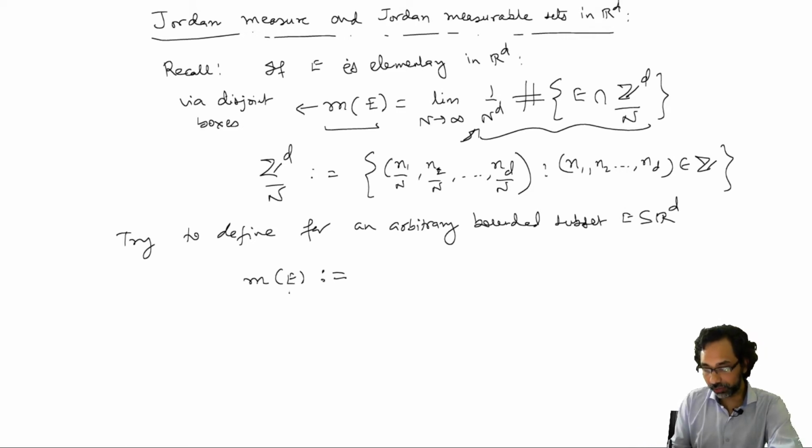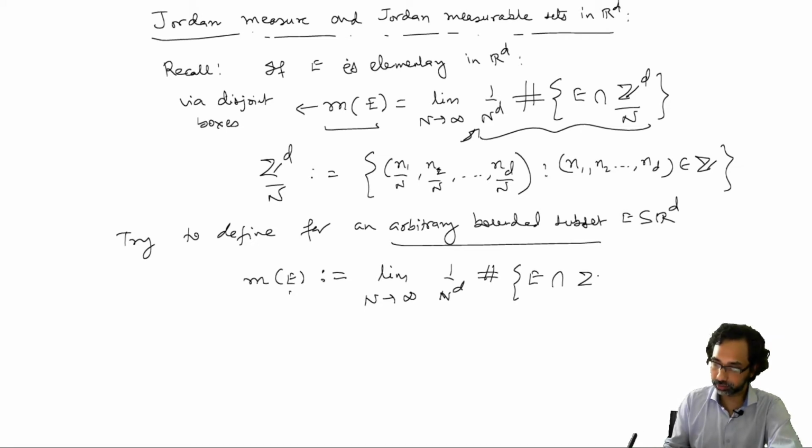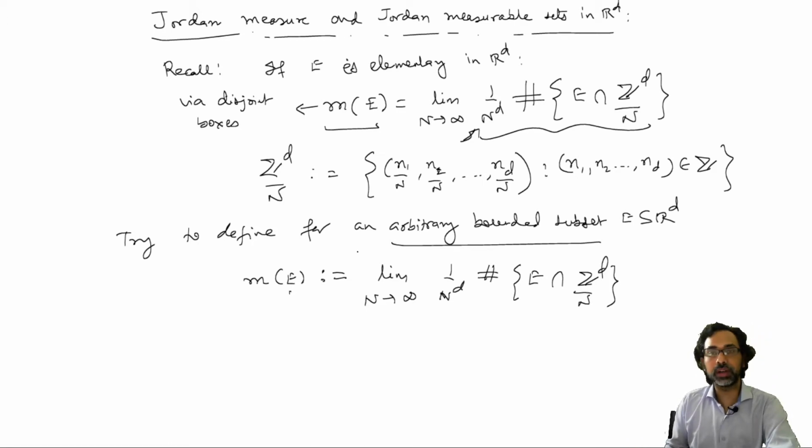But now I am going to define this measure for any arbitrary bounded subset E by this limiting formula. So this is our naive guess, because for any arbitrary bounded subset we don't have an immediate volume formula by just taking the product of sides of the intervals. So we can try to define it using this limit formula.